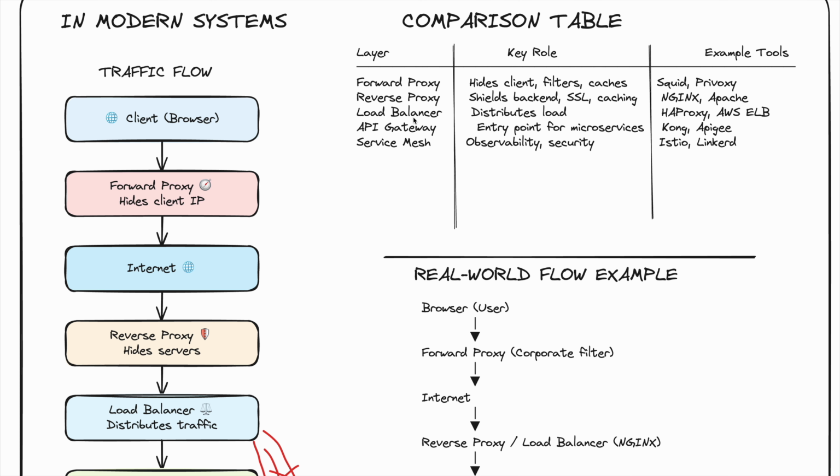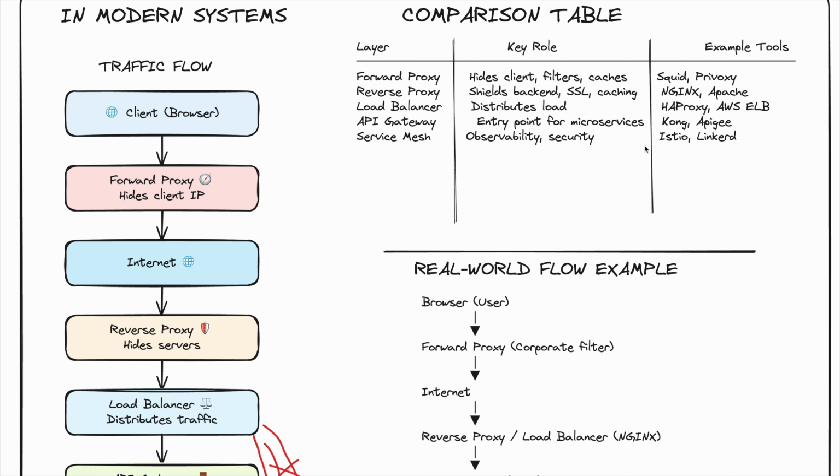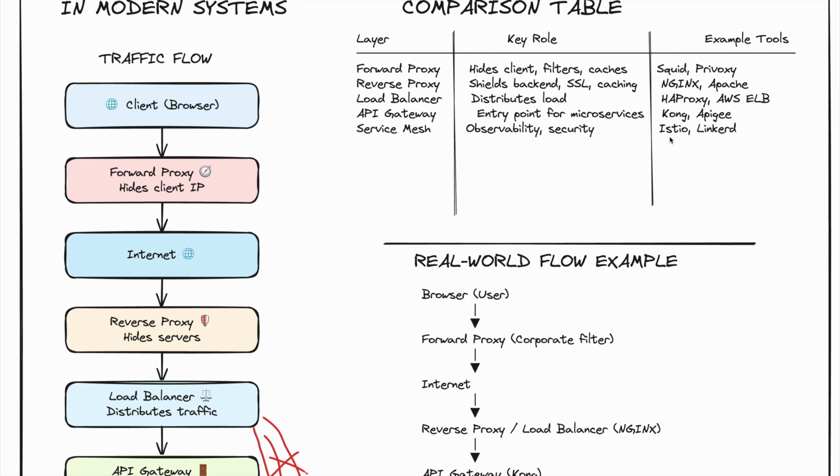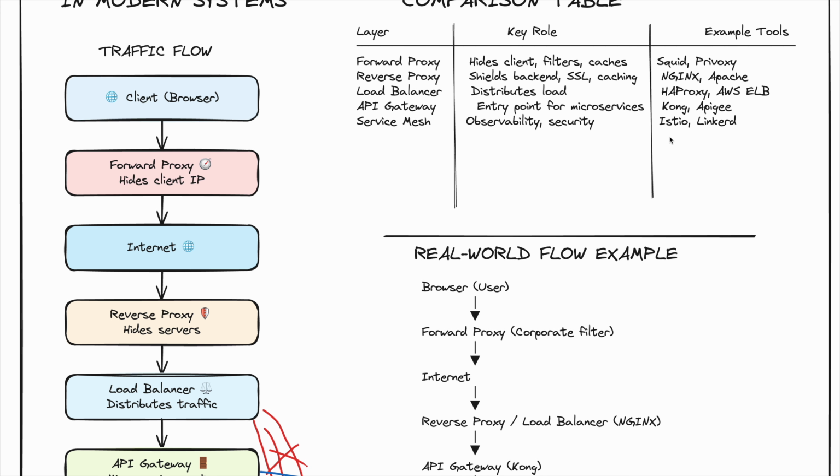And the load balancer is used for distributing the load. For example, the tools that we have are the AWS load balancer and similar. And the API gateway is a single entry point for the microservices. We are using Kong. And the service mesh is used for observability and security. We are using Istio and similar tools.